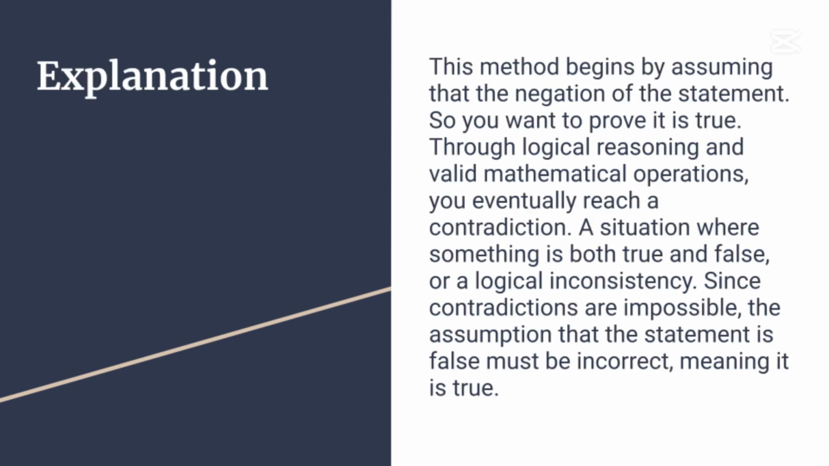For explanation, this method begins by assuming the negation of the statement. So you want to prove it is true through logical reasoning and valid mathematical operations. You eventually reach a contradiction, a situation where something is both true and false, or a logical inconsistency. Since contradictions are impossible, the assumption that the statement is false must be incorrect, meaning it is true.